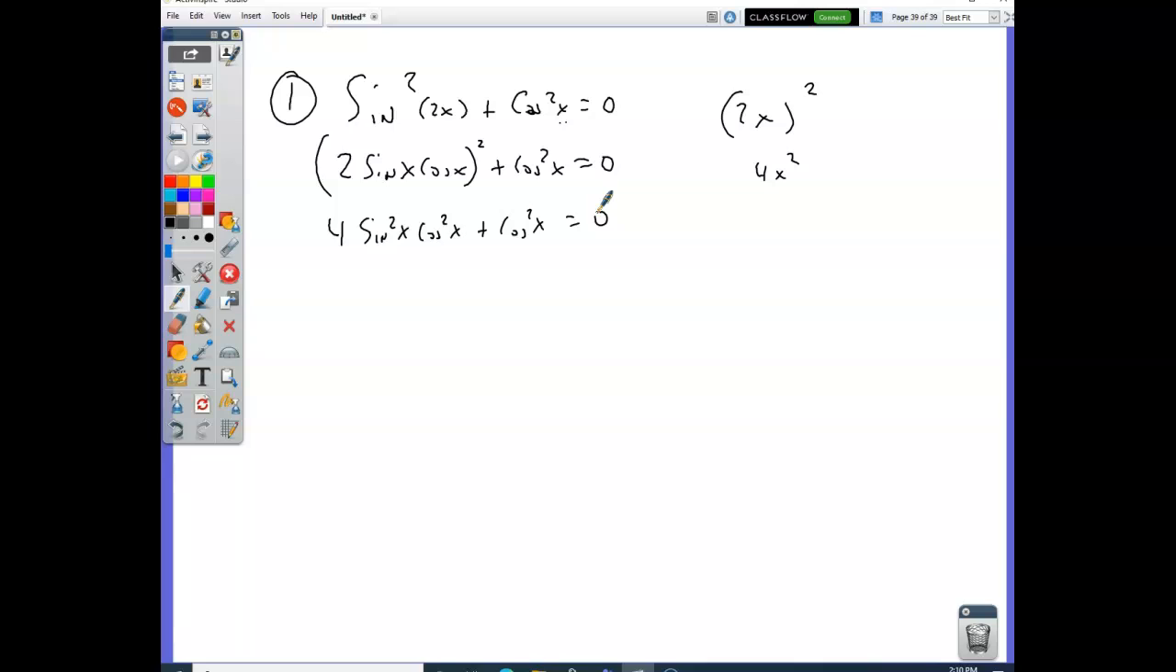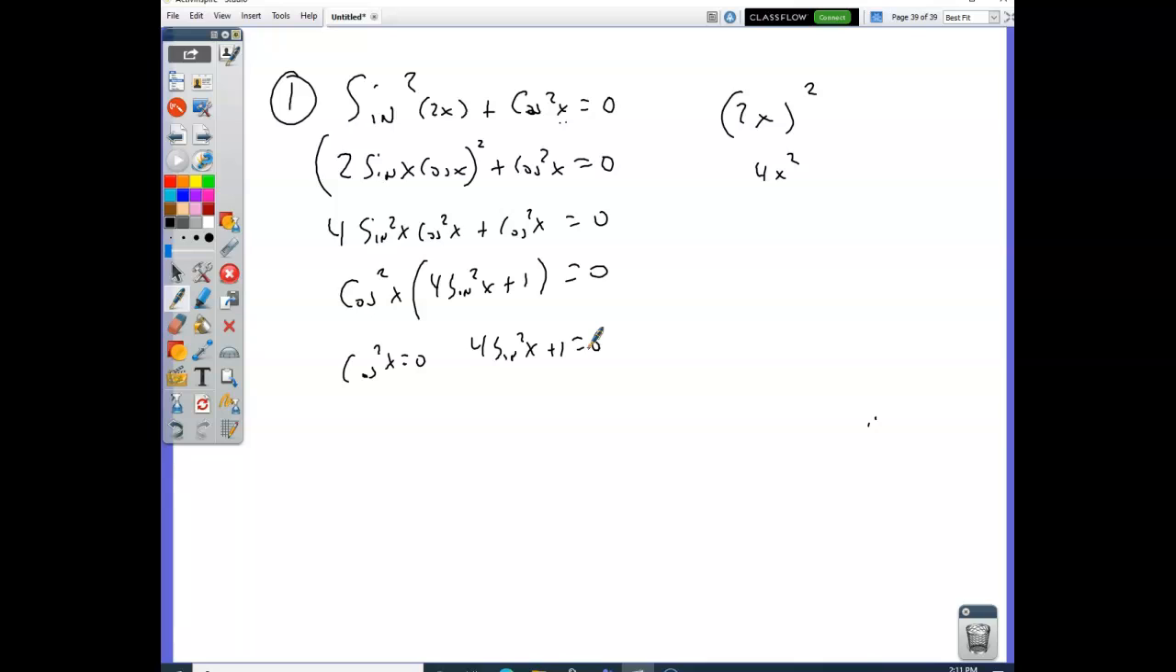Wait, am I going to do like 2 brackets? Except it's only 2 items, right? I know. So I can factor out something from both. What can I take out of both of those? Cosine squared. Cosine squared. And then 4 sine squared. Yeah. Then cosine squared x equals 0. And 4 sine squared x plus 1 equals 0.